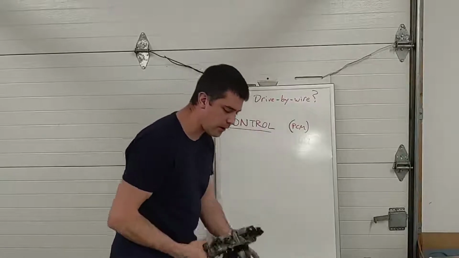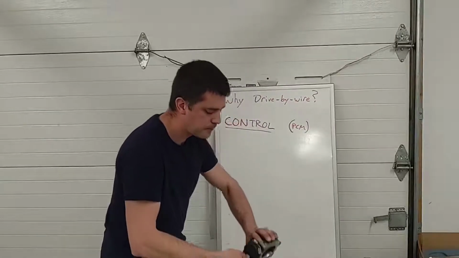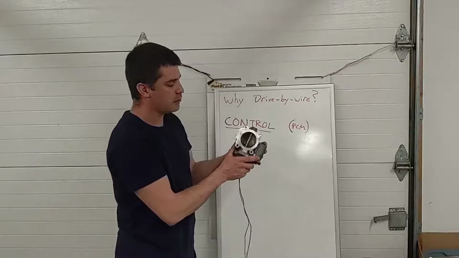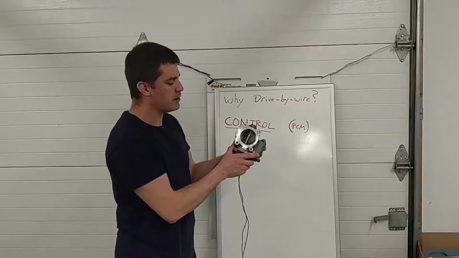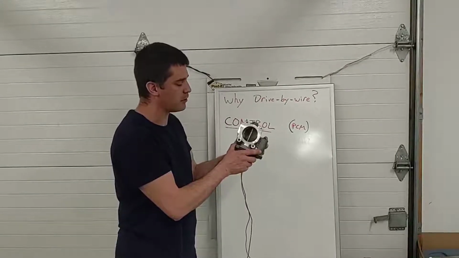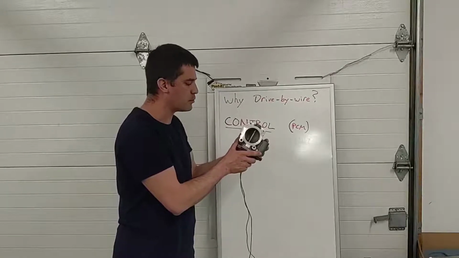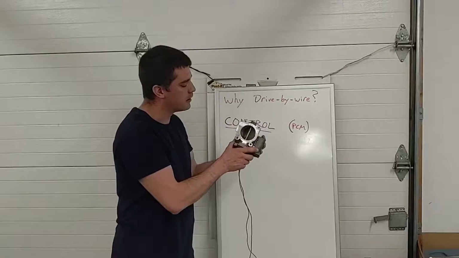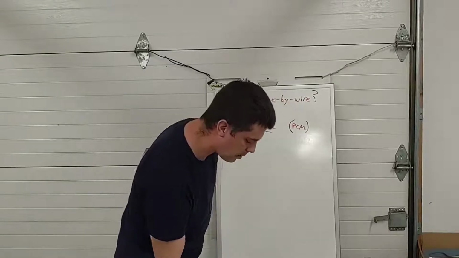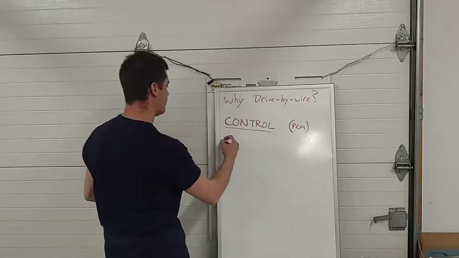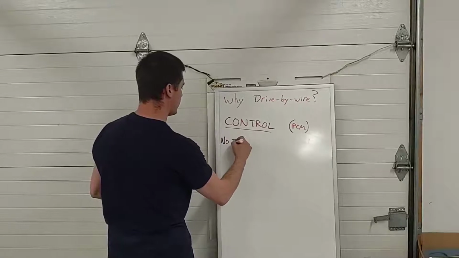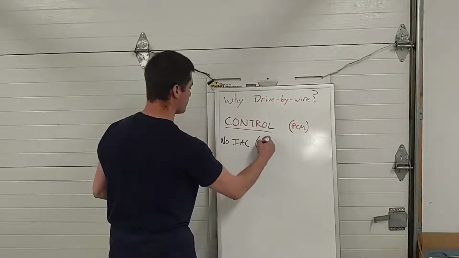But if you have a drive-by-wire engine, the throttle is being continuously moved and controlled by the PCM. You don't need an idle air controller. So there's some wiring and an actuator that can be eliminated, and also a driver in the computer and some programming that can be simplified. So that's a part we can get rid of. So no IAC, or idle air controller.